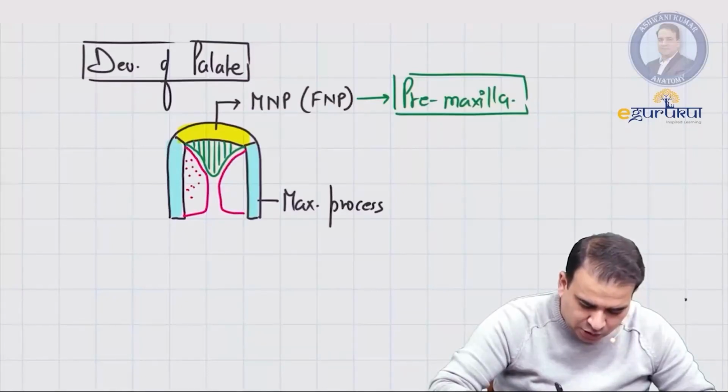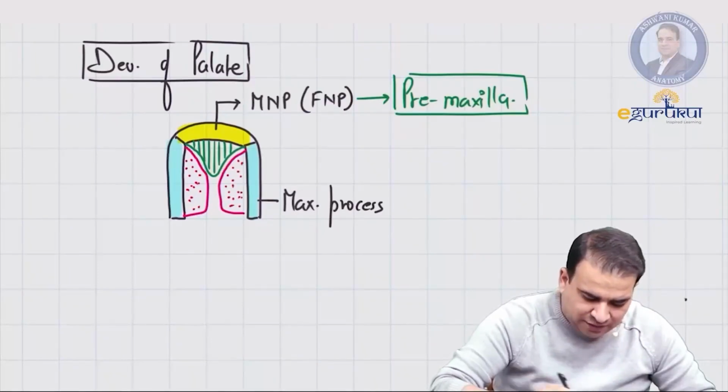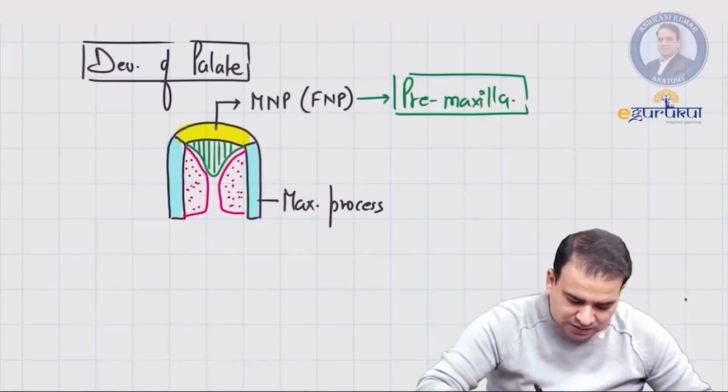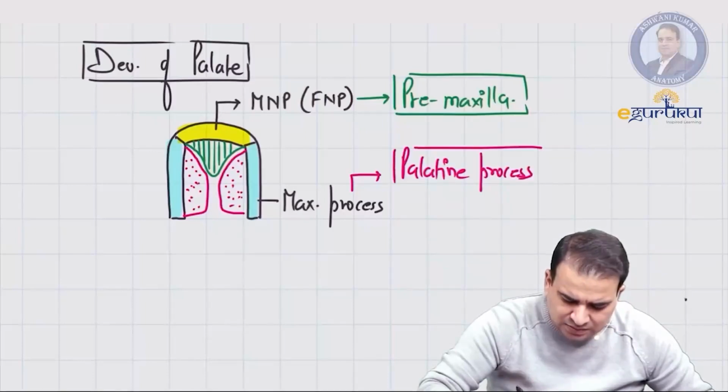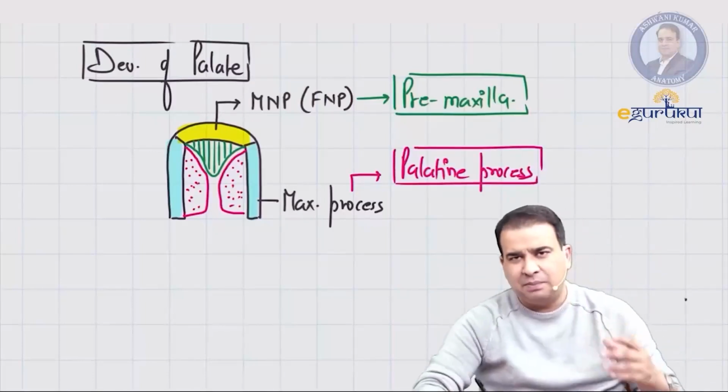The one I'm putting dots on is the palatine process, which is derived from the maxillary process. These are the palatine processes. So basically you just need to know where they're originating from. These terms are not very important, the premaxilla and palatine process.